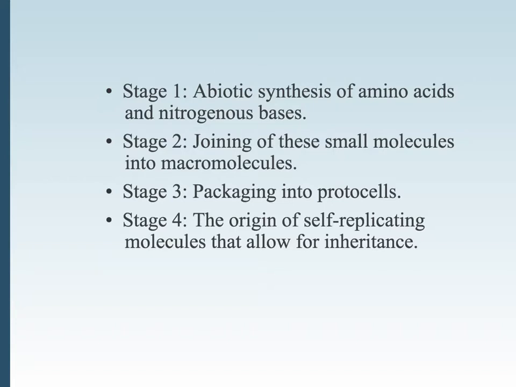Once we have those amino acids, we'd have to join them together into macromolecules, and then we would have to package those into protocells. What protocells are is just a membrane that allows the interior environment to be unique from the exterior environment. That's all that a protocell is. It's just a membrane that maintains a different environment inside and outside. And once protocells are formed, then stage 4, the origin of self-replicating molecules that allow for inheritance. And so that's the last stage, having all those proteins that are necessary to replicate the macromolecule that is DNA.